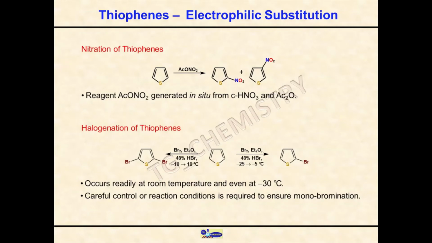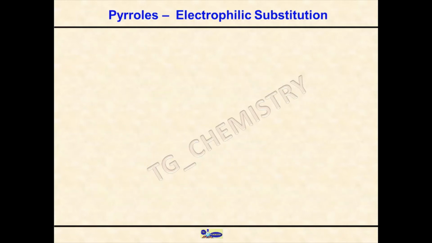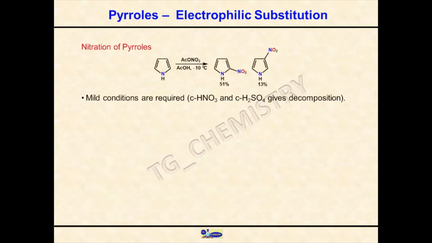It is important to keep the temperature low to get the monohalothiophene derivative, and careful control of the temperature can help us get different halogenated thiophenes as products. Now for the other reactions of pyrroles, the electrophilic substitution of pyrroles involves, for example, the nitration of pyrroles, with similar kinds of reactions as we have seen in furan and thiophene.